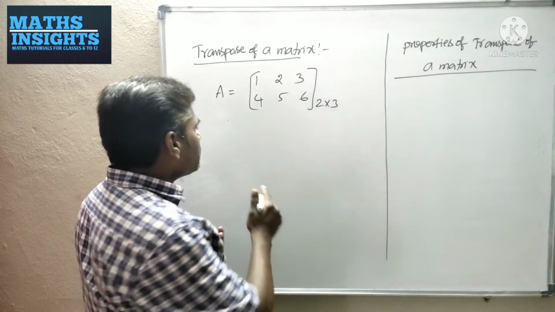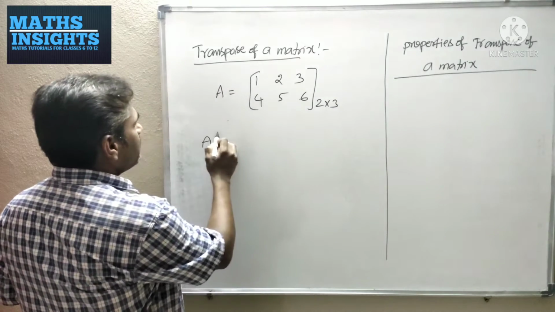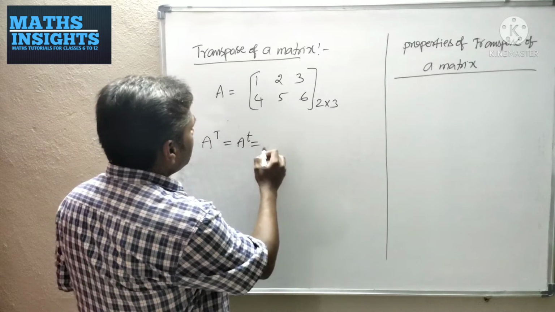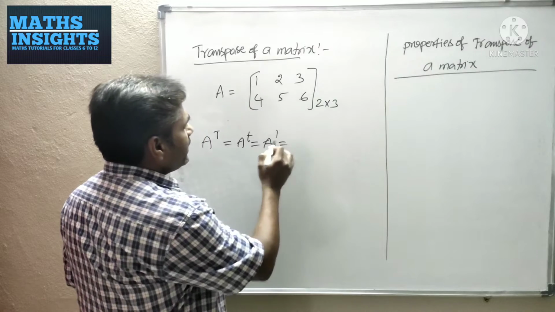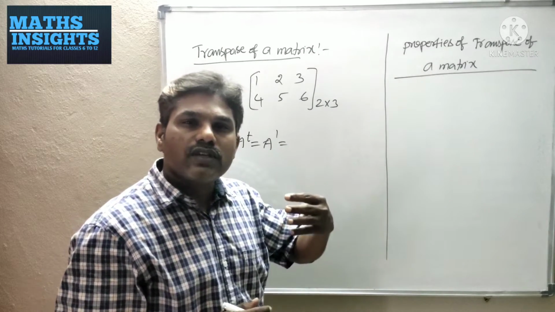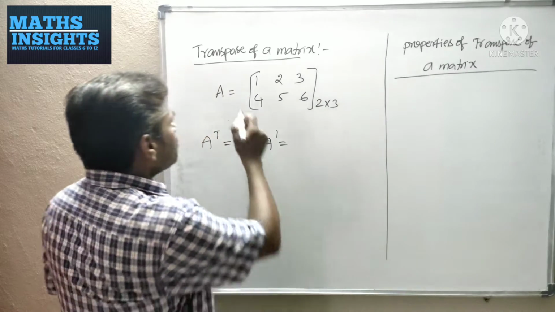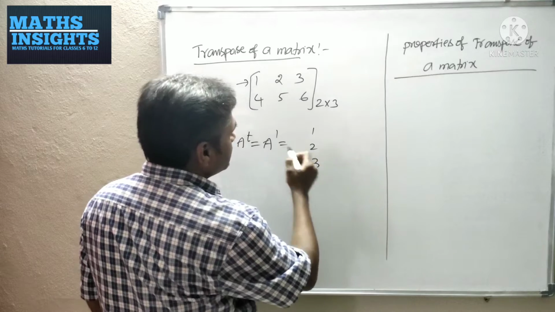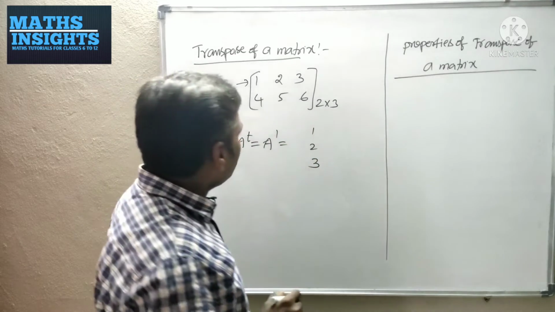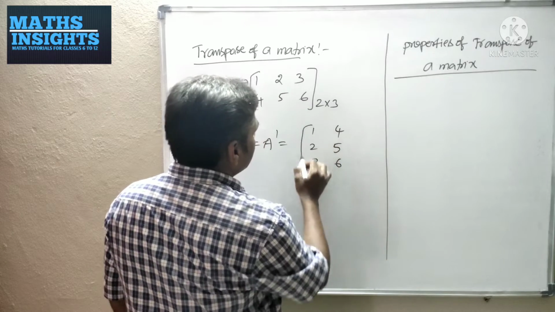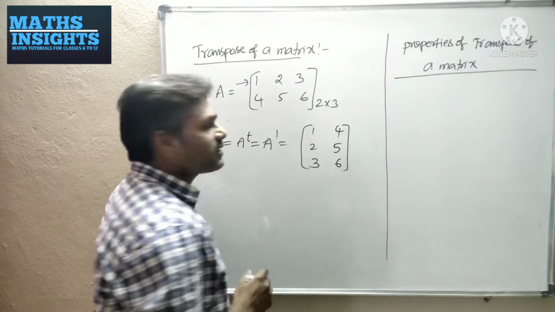Then the transpose of this matrix is written as A power capital T or A power small t or simply A dash also. Its transpose is obtained by interchanging rows as columns. The first row is 1, 2, 3. I am writing it as column, first column. If you see the second row as 4, 5, 6, it will become second column. This is the transpose of the matrix A.